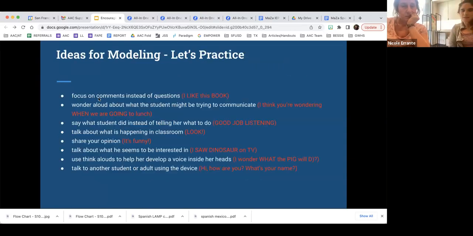So just to give you a second to look, ideas for modeling: in red is what you might say, and then what's in all caps is what you could model on the device.